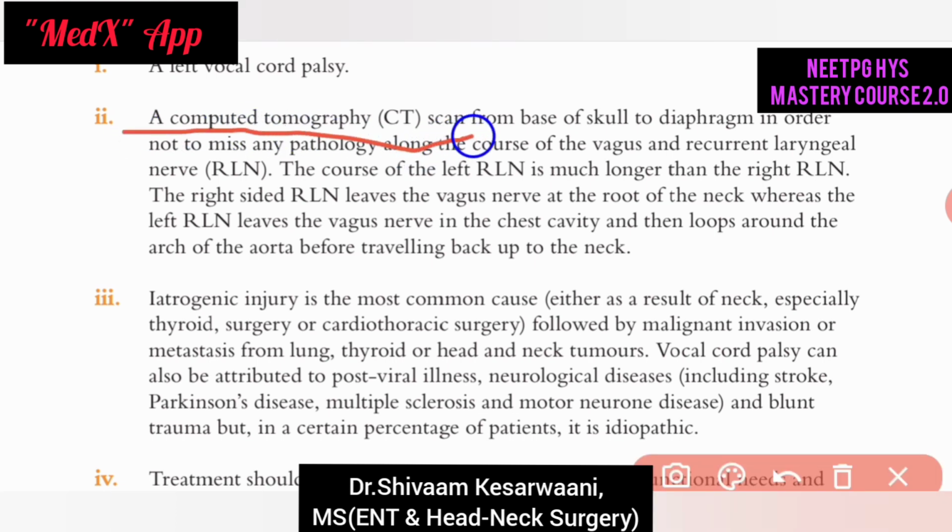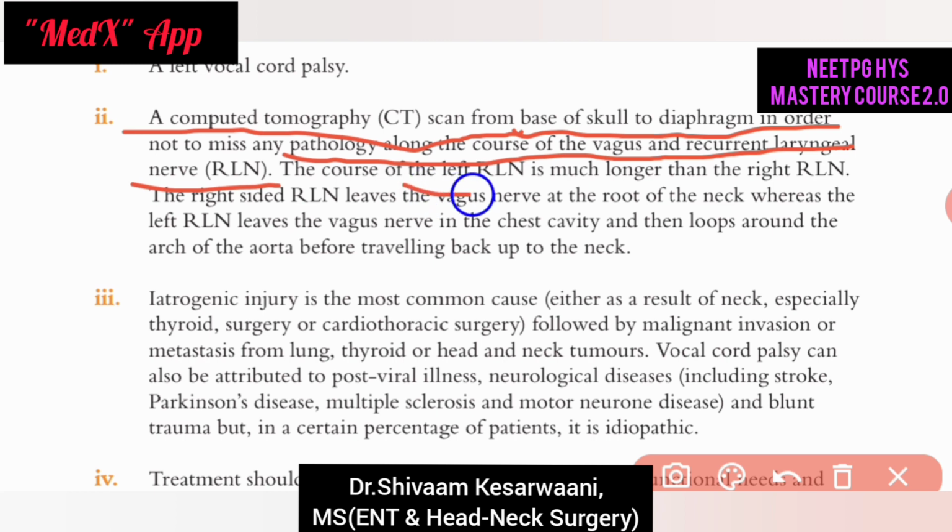You would do a CT scan, and if I ask you why, the reason is to see any pathology along the course of the vagus and the recurrent laryngeal nerve. You know that the vocal fold movements are supplied by the recurrent laryngeal nerve and the external branch of the superior laryngeal nerve, that is, from the branches of the vagus nerve. So you would do a CT scan starting from the base of the skull till the diaphragm, in order not to miss any pathology, right from where the vagus is emerging till the diaphragm.